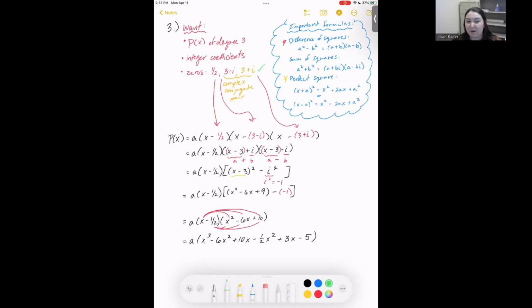One of the things that we wanted from the beginning was that we wanted integer coefficients. Integers are whole numbers that are positive and negative and include 0. So this means no fractions, no decimals, no square roots, no imaginary numbers. That's what we're dealing with here. And we already see that there's a fraction in our expression. There's a 1/2 x squared. We don't want there to be any fractions at all.